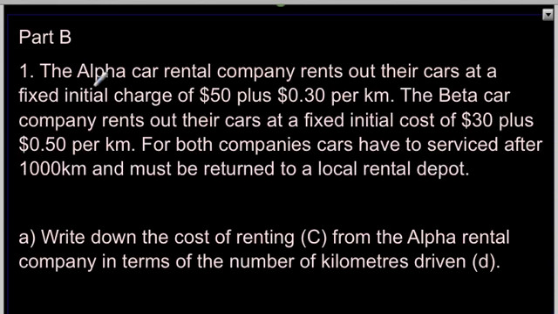Okay, now part B. This is the interesting part. One more thing I want to say is that whenever you're doing these questions, part A is designed to be done really quickly, so you have more time to do part B. All right, so let's start with part B, number 1.